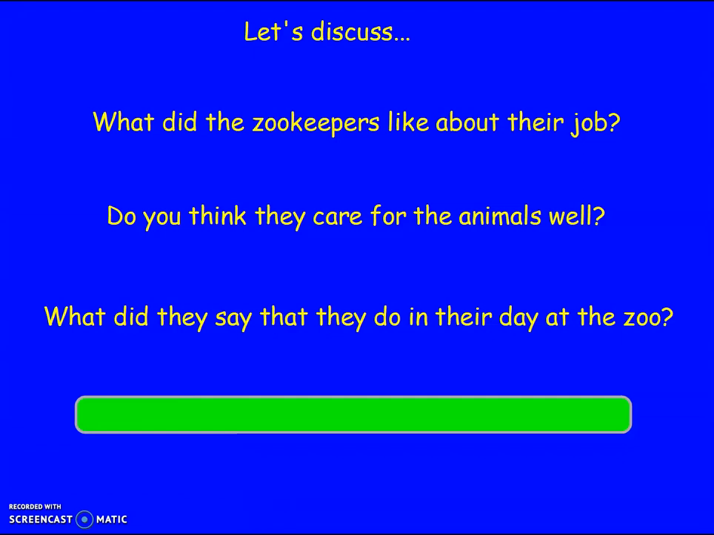What did they say that they do in their day at the zoo? So lots of them explained which animals they worked with and what they do whilst they're there. There was one man who looks after the reptiles who talked about feeding them enriching meals. That means meals that are really healthy and good for them.